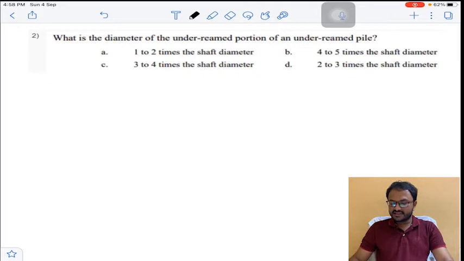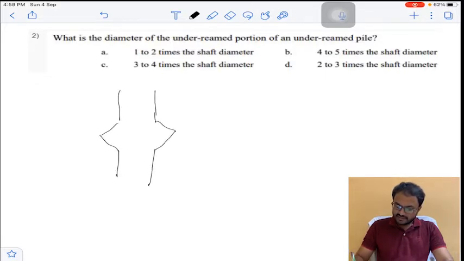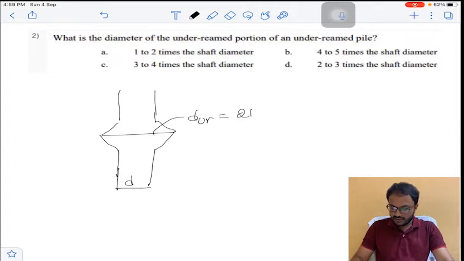Second question, what is the diameter of the under-reamed portion of under-reamed piles? If the diameter of the pile is D, then at the bulb portion, the diameter of the under-reamed portion will be equal to 2 to 3 times the diameter of the main pile. So option D for question number 2.